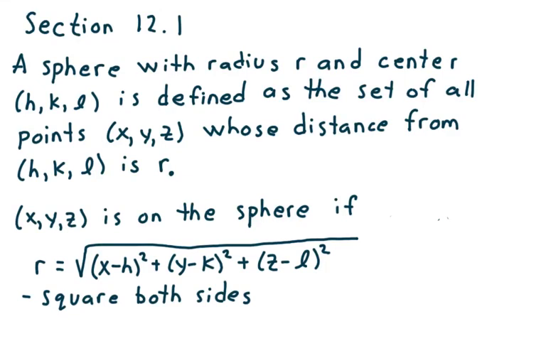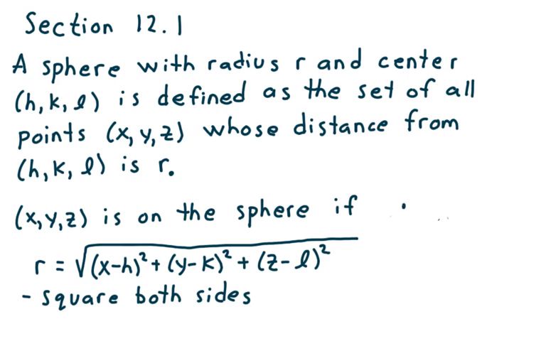This is a video from section 12.1, and it's based off the lecture notes. A sphere with radius r and center (h, k, l) is defined as the set of all points (x, y, z) whose distance from (h, k, l) is r. (x, y, z) is on the sphere if r is equal to the square root of (x minus h) squared plus (y minus k) squared plus (z minus l) squared.